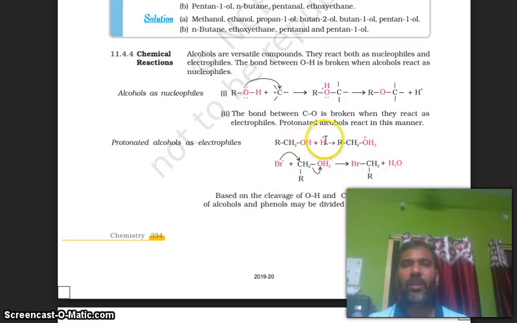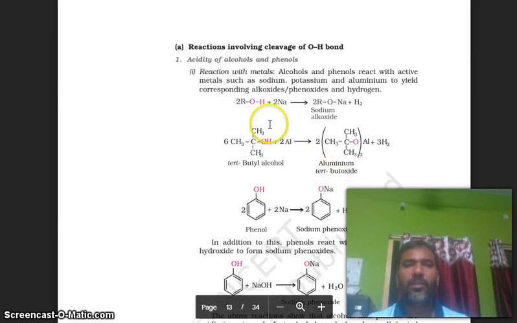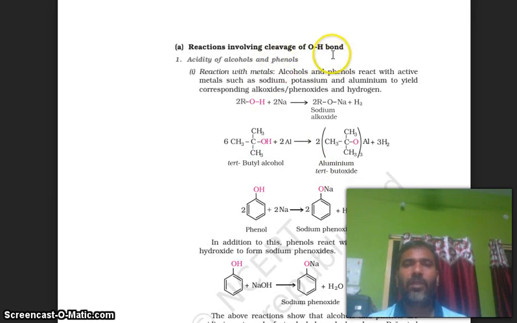If you have alcohol, it reacts with H plus forming OH2 plus, and then there is the attack of another nucleophile forming this bromo product. So this is a reaction involving cleavage of the OH bond. Many reactions involve formation and cleavage of the OH bond.